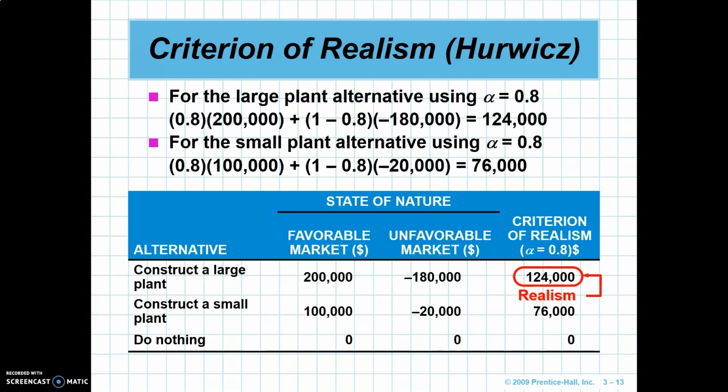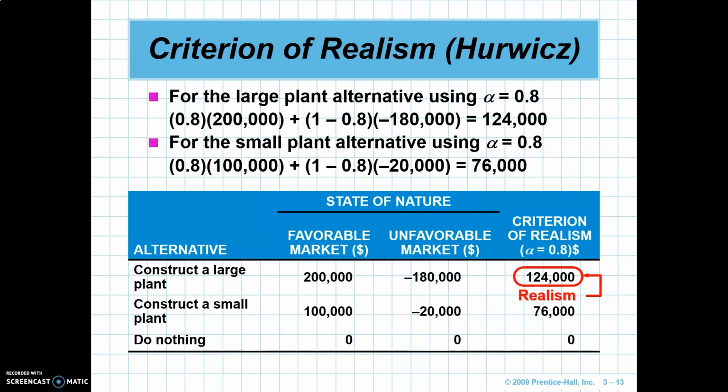Then you have to select the maximum of what you have calculated. In our case, we have calculated the weighted average for all three alternatives, and the maximum is 1,24,000. So we are saying that we should construct a large plant and we will be getting 1,24,000 as revenue. This is the decision we have taken using the criteria of realism, which was given by Hurwitz, also known as the Hurwitz criterion.